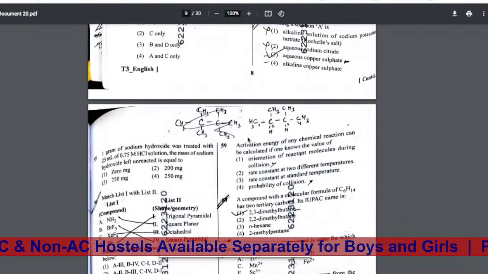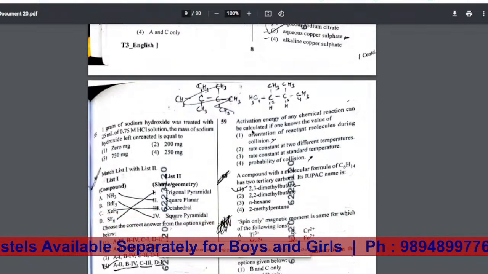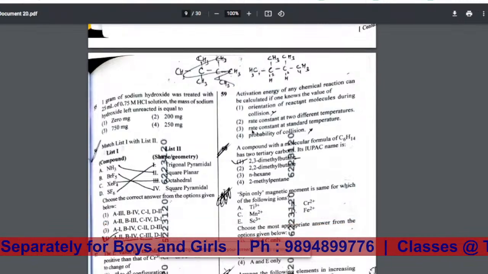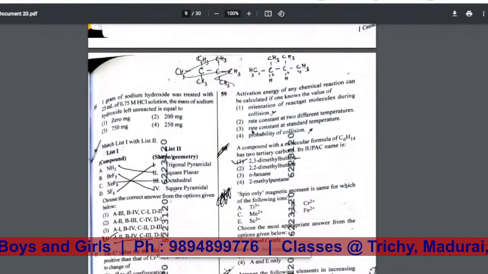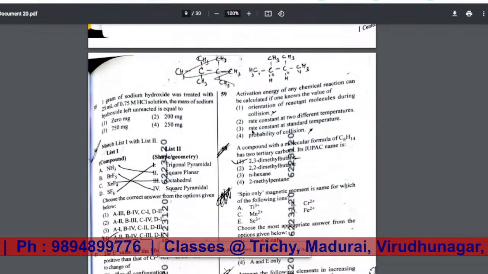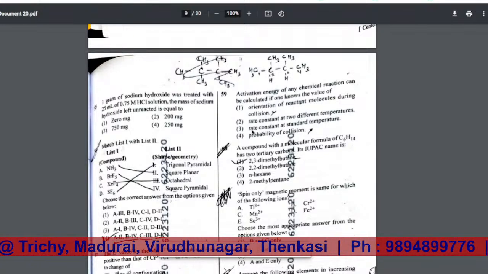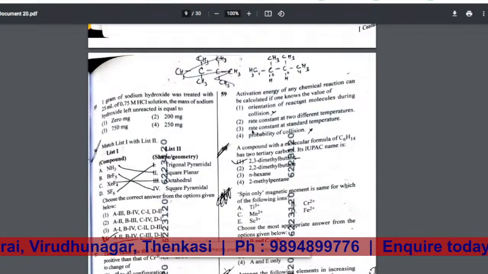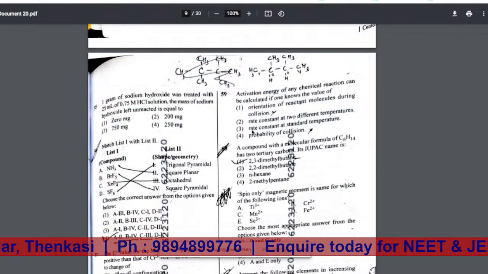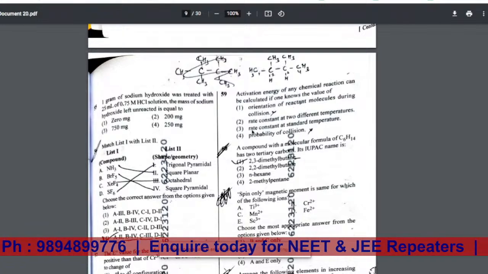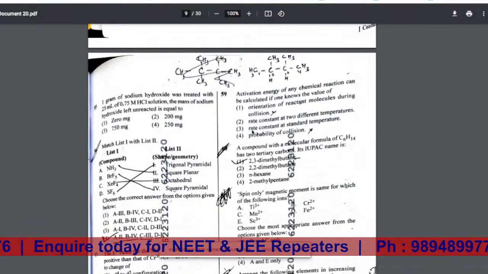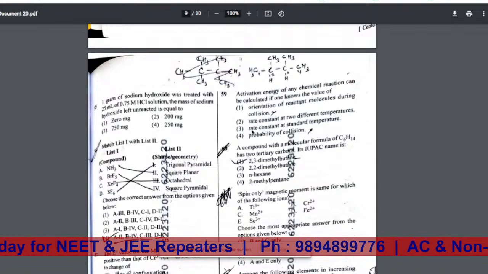Okay. Now if we check question number 55. Match list first with list second. In list first, compounds are given: NH3, BrF5, XeF4, SF6. And in list second, their geometry shapes are given. First is trigonal pyramidal, second is square planar, third is octahedral, fourth is square pyramidal.